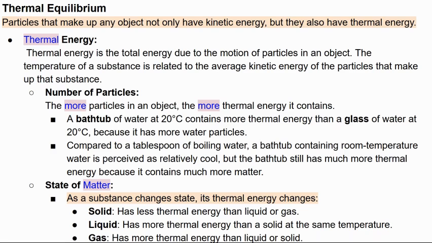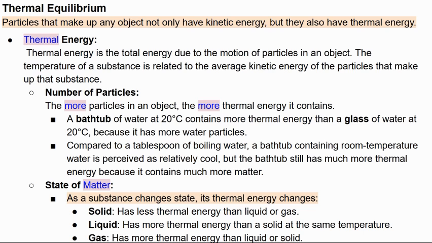Number of particles. The more particles an object has, the more thermal energy it contains. A bathtub of water at 20 degrees Celsius contains more thermal energy than a glass of water at 20 degrees Celsius because it has more water particles. Compared to a tablespoon of boiling water, a bathtub containing room temperature water is perceived as relatively cool, but the bathtub still has more thermal energy because it contains more matter.